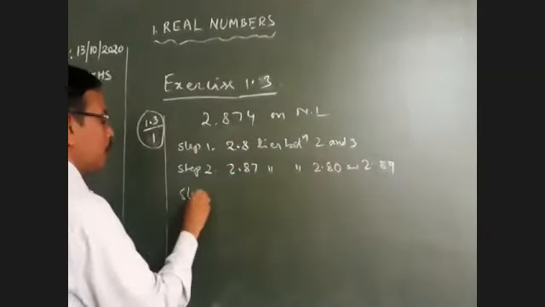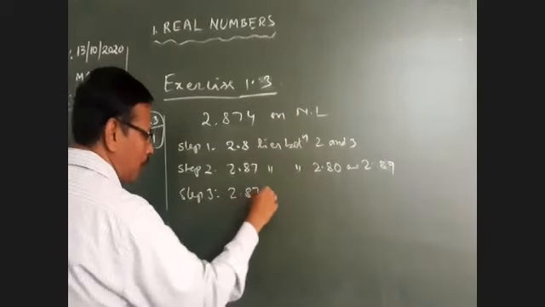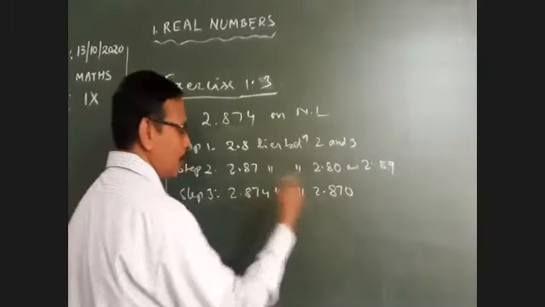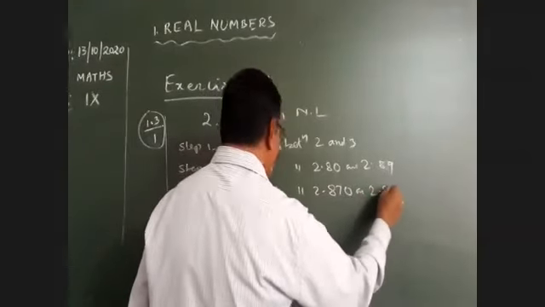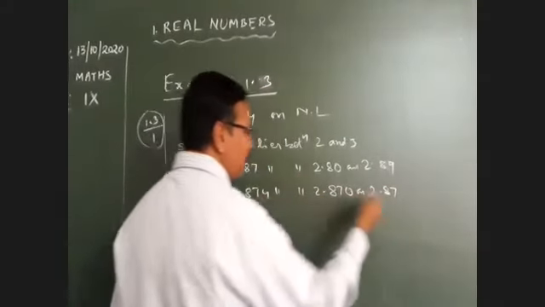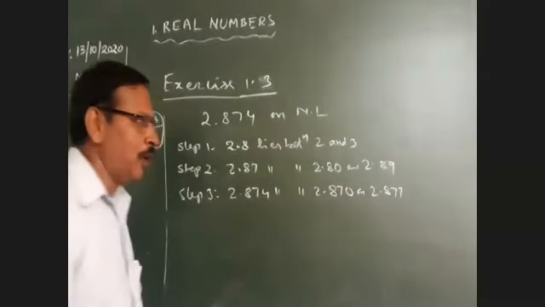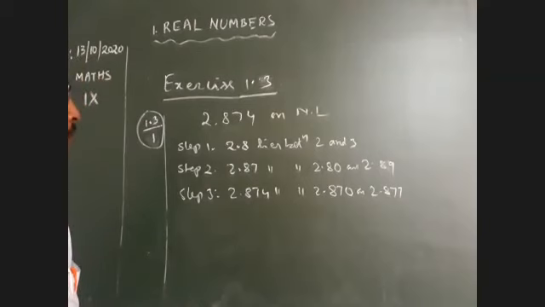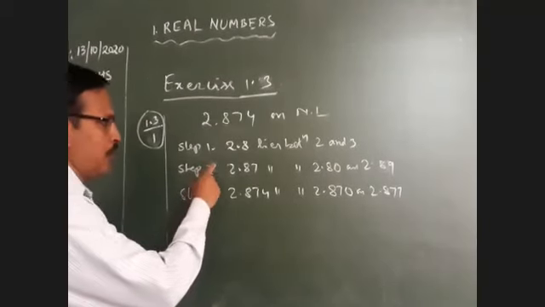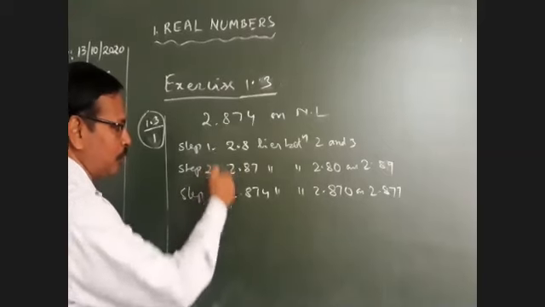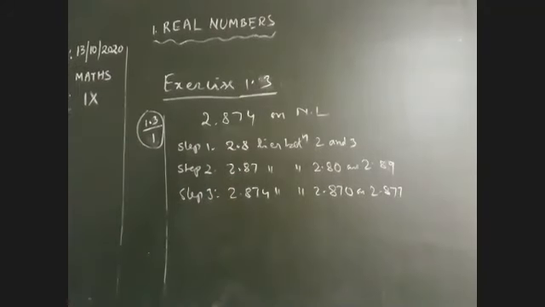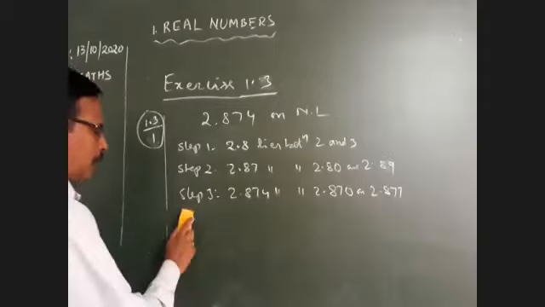In the same way, step 3: 2.874 lies between 2.870 and 2.879. How to draw the figure for this? Just note this, then I will give you the diagram. Because in the textbook it is not given clearly, I am giving my own way. Three diagrams will come, so note down first, then I will draw the three diagrams here.